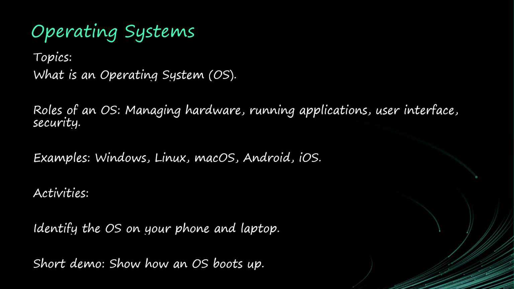Now, to show how an operating system boots up: when you switch on your phone or your laptop, it boots. As your phone is booting, it is actually booting your operating system. The first thing your phone or laptop does once you switch it on is to boot the operating system. The first application it runs is the operating system, because without it, nothing else can work in the phone or in the laptop.